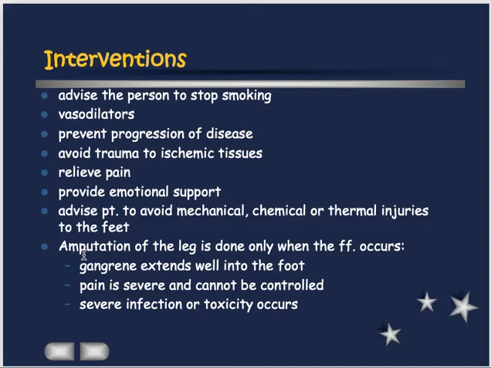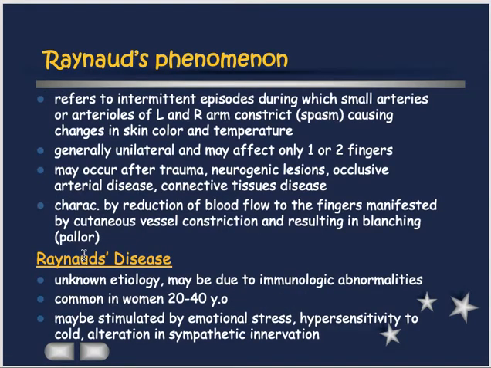Remember, guys, whenever there is any necrosis or gangrenous tissue, the only treatment is amputation, right? Then comes Raynaud's phenomenon or Raynaud's disease. As I already told you, there are intermittent episodes where the small arteries or arterioles of the right or left arm constrict, causing changes in skin color and temperature.